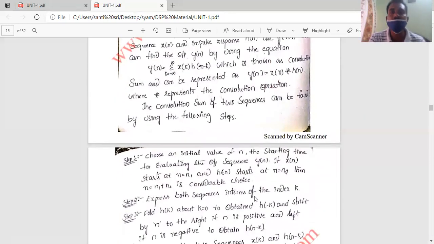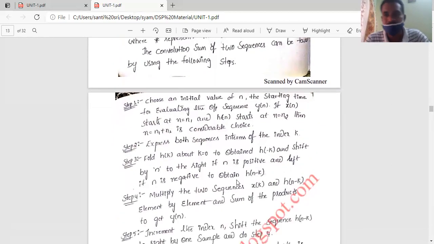Next, we will see the convolution sum of two sequences. The convolution sum of two sequences can be found by using the following steps. Step 1 is to choose an initial value of n, the starting time for evaluating the output sequence y of n. If x of n starts at n equal to N1 and h of n starts at n equal to N2, then n equal to N1 plus N2 is a considerable choice. We have already observed this in the above problem: N1 plus N2 equals 0 plus minus 1, that is minus 1.